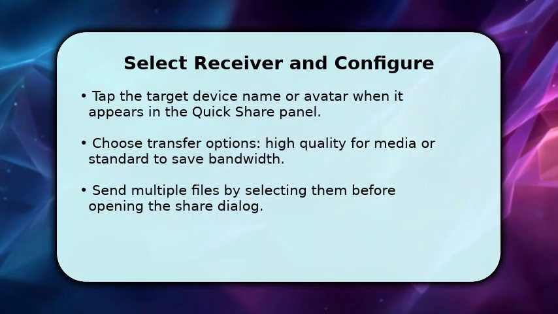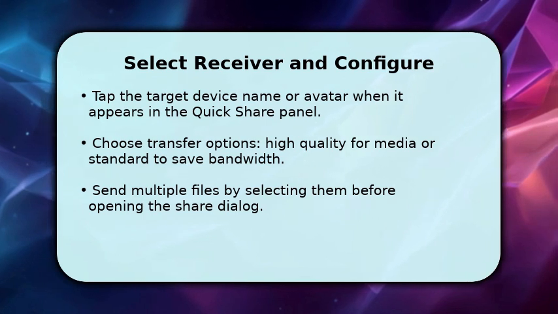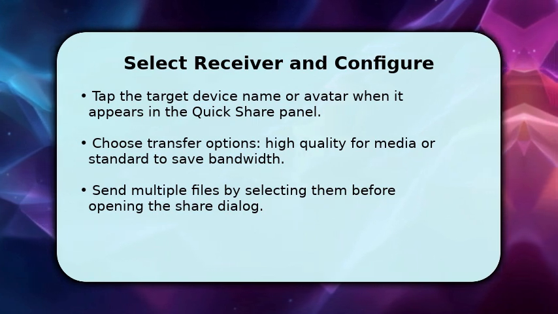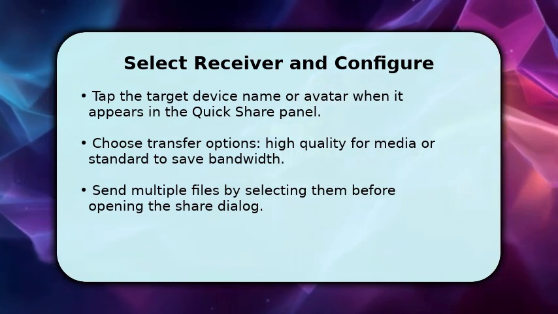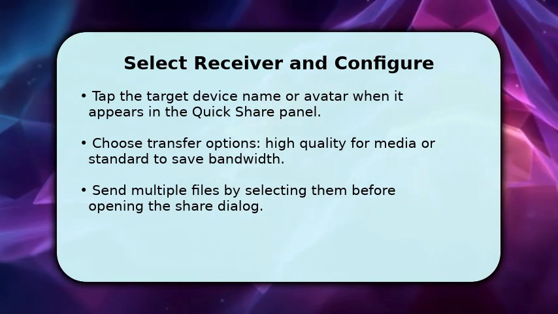You'll see nearby devices listed. Tap the person or device avatar to select your recipient, and QuickShare begins negotiating a connection. Once the target is selected, choose transfer options if prompted, pick high quality for photos and videos, or keep standard to reduce data and time.